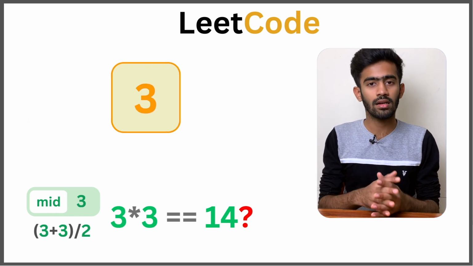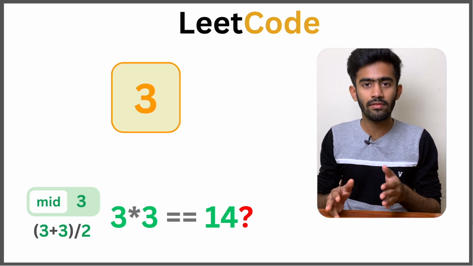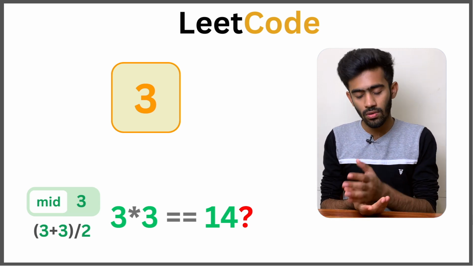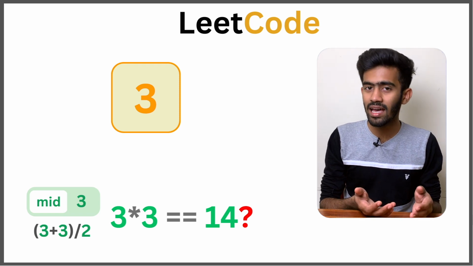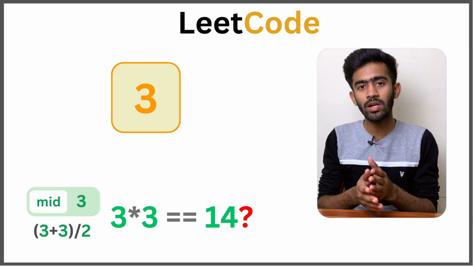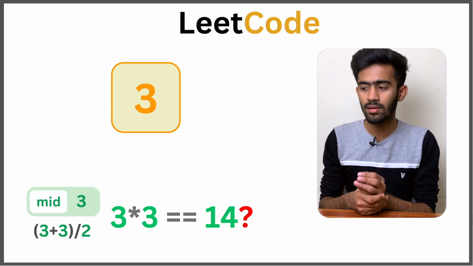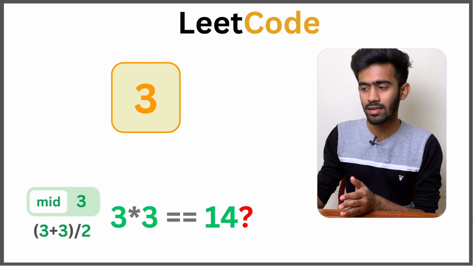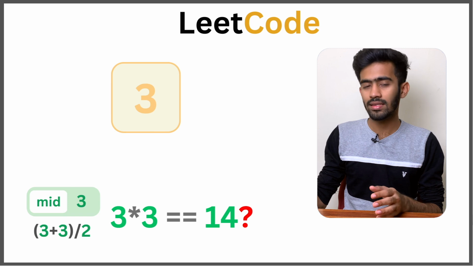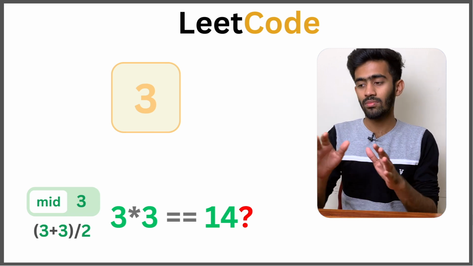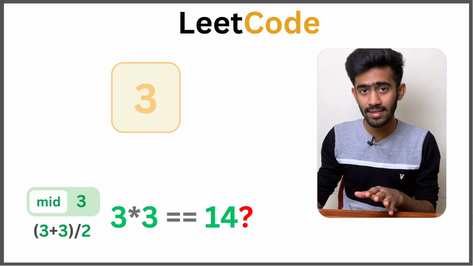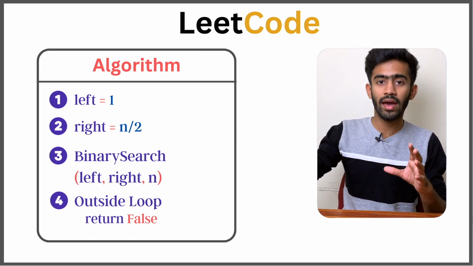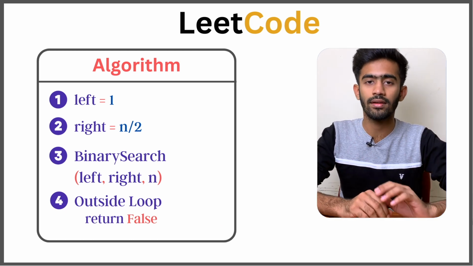Now we are just stuck with 3. So 3 plus 3 divided by 2 will give us 3. And 3 square is 9. So 9 is less than 14. So the element must be greater than 3. But what element do we have? We don't have any elements greater than 3. So finally we see that there is no element left with us, and hence there is no element that squares to give us 14, and hence we will return false.